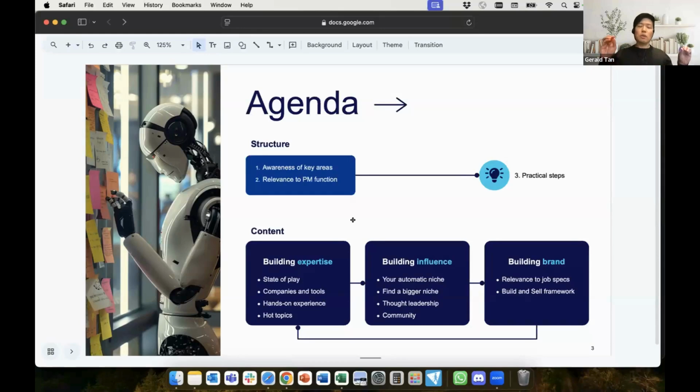When you feel you're comfortable, you can go deeper, right? And what are the tools that you use? Then, of course, what's important is hands-on experience. I'll do a demo on ChatGPT just to show you what it's like.